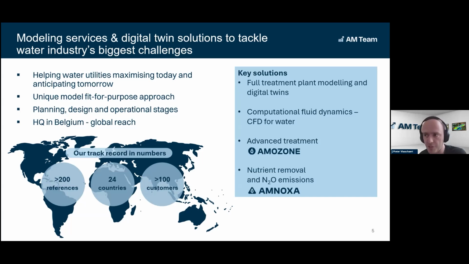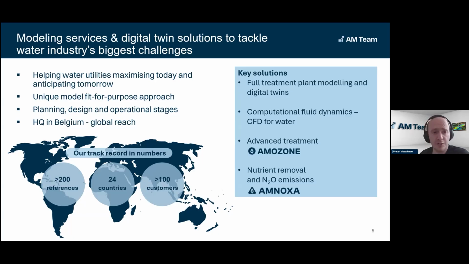We're based in Belgium, but we have some colleagues working from Italy and other parts of the world. But we also have a very global reach. So we've worked already in more than 24 countries and at more than 200 plants worldwide.